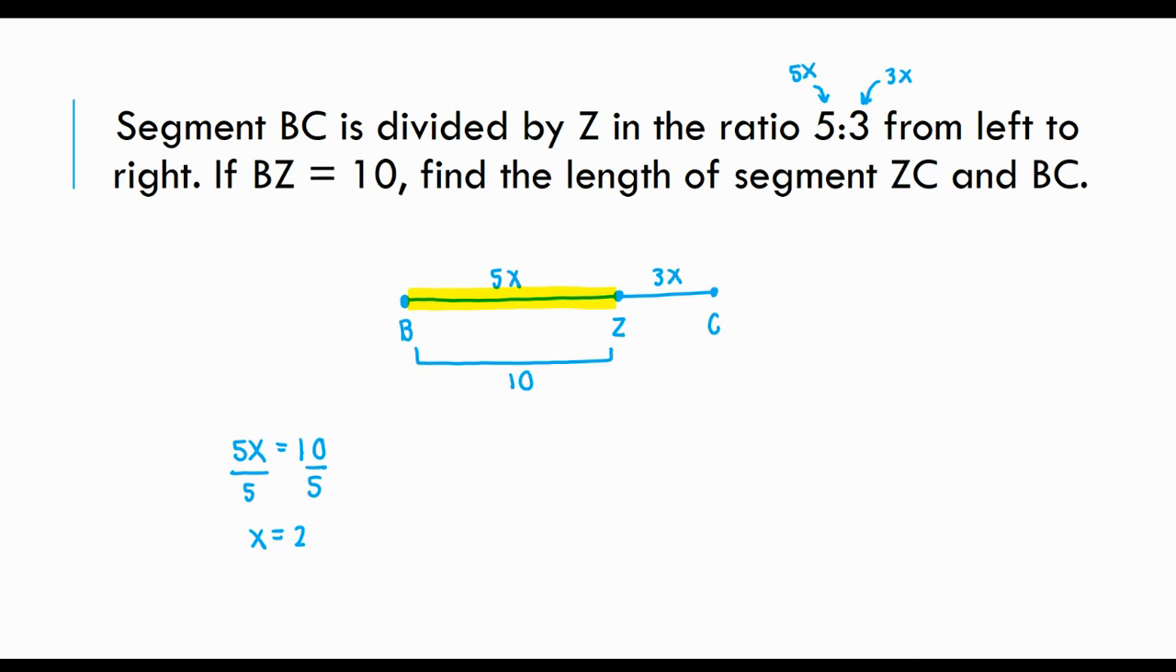And so then that's going to help me figure out then what segment ZC is. Because I know it's represented as 3x, I now get to plug in 2 for x. So that tells us that we have a length of 6 for that segment. And BC is the entire segment. So it's made up of both BZ as well as ZC. So if I know that 10 is BZ and we just found 6 to be ZC, I can add those two pieces together to get the whole entire piece, which then would have to be 16.